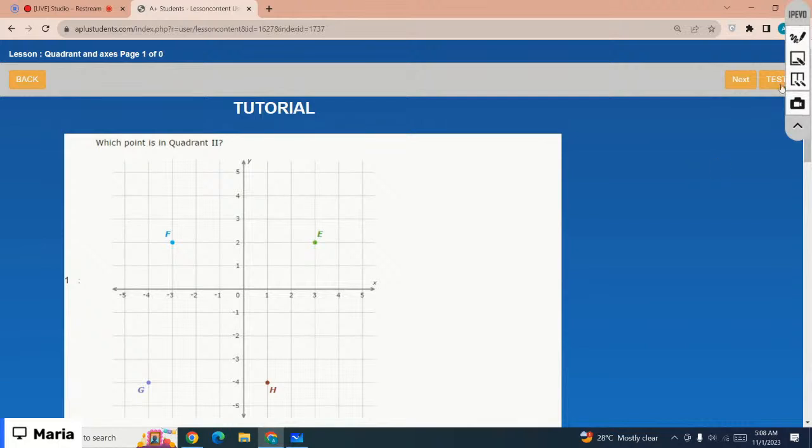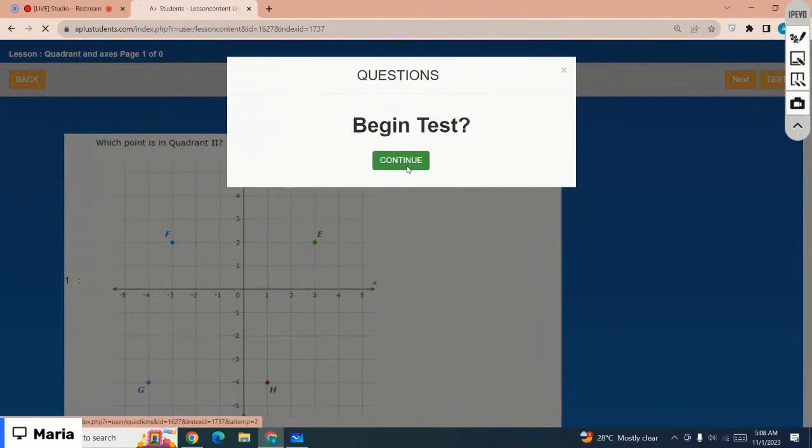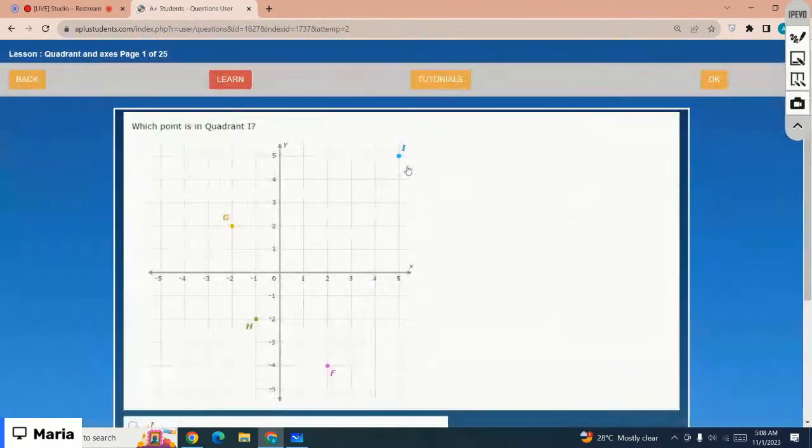Okay, let's just start with the test questions. Which point is in quadrant 1? So which is the correct option? I, G, F, H. Which is the correct option? If you already know the answer, you can write down the answer in the chat box. So which is the correct option?